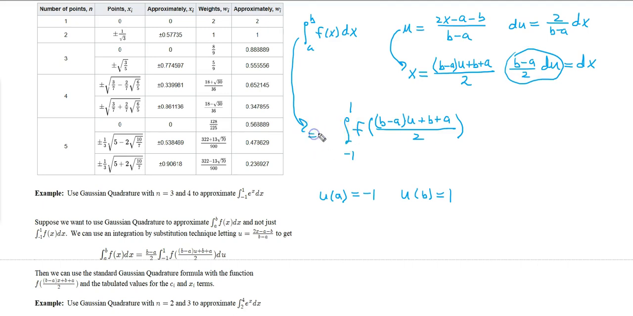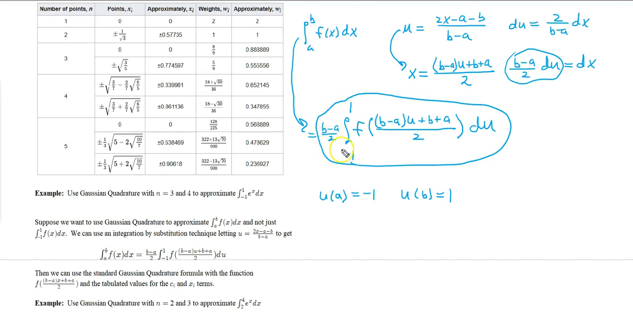So let's write all of this, and then we get a du right here. And notice this integral goes from -1 to 1. So we can use our Gaussian quadrature to approximate this right here, all of it, and we just throw the constant in. And this will be equal to this, so that's how we can use Gaussian quadrature to approximate an integral from a to b. We actually rewrite it like this down here.